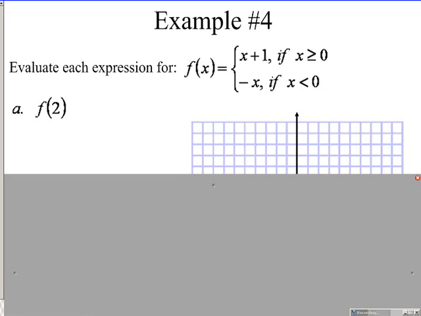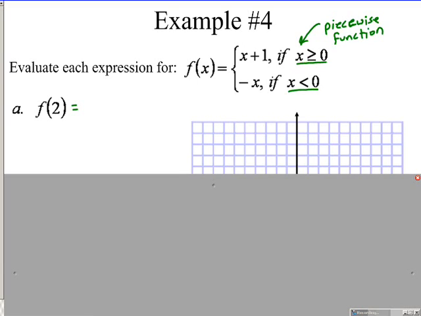F of 2. Okay, the key here to this problem, first of all, when we have a function like this, that in this case has two different equations we're looking at, that is called a piecewise function because it comes in pieces. Its function is going to look like the line y equals x plus 1 for x values greater than or equal to 0. This function is going to look like the line y equals negative x for x values less than 0.